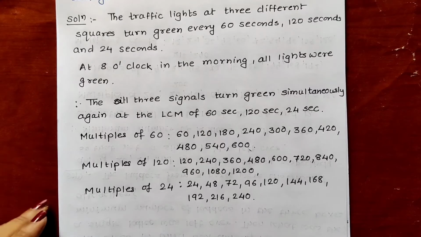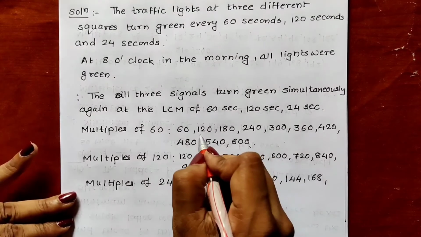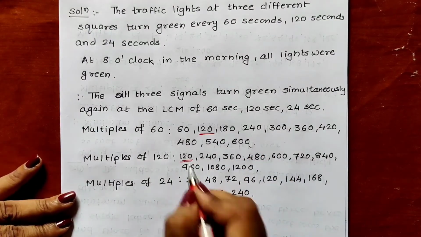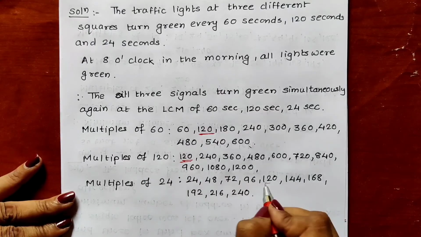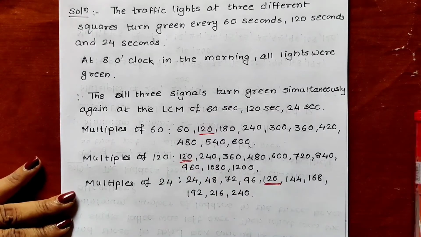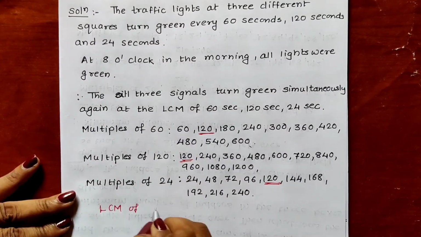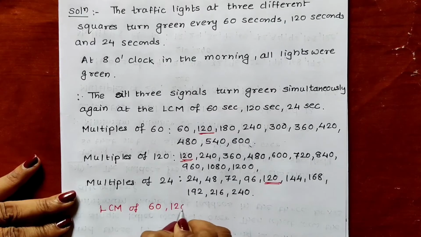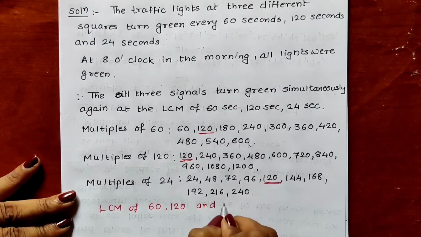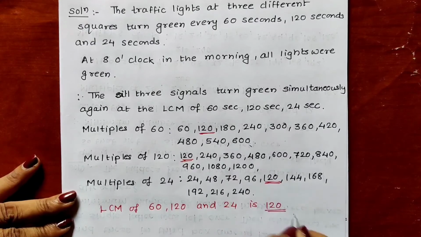We have to find the common multiple and the least common multiple, the lowest common multiple. Which one can we see as the lowest? 120 we can see here, here also, and here also. So before 120 no other common multiple is there. That means LCM of 60, 120, and 24 is 120.